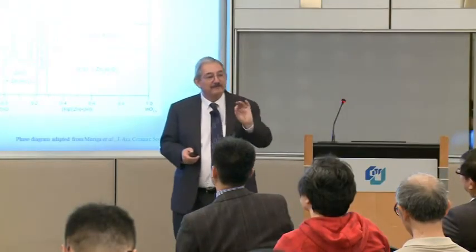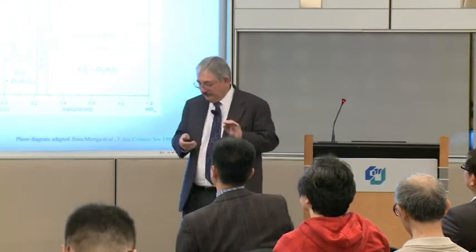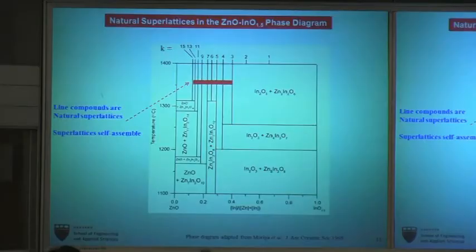So if you look at a phase diagram of these natural superlattice structures, this is the one for indium oxide, you find that over a certain composition range, and I'm doing it at high temperatures here, you see these line compounds. And each of these line compounds is a specific superlattice, specific spacing with different K values. The work I'm going to show you is of the ones in this region.